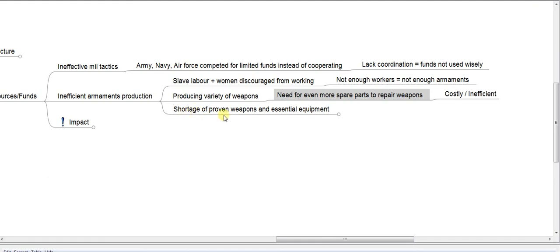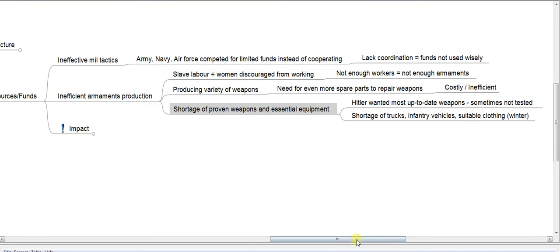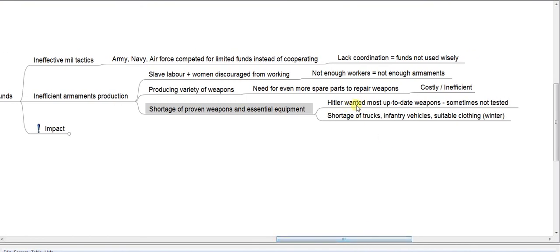There was also a shortage of proven weapons and essential equipment. Hitler wanted the most up-to-date weapons. Remember the V2 missiles? Sometimes after a weapon was invented, very quickly, even before it was properly tested, it was used on the battlefield. So sometimes they didn't work as well as planned. Basically, this really affected the German war effort.